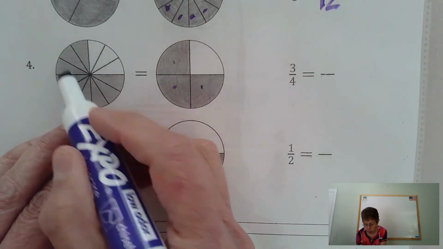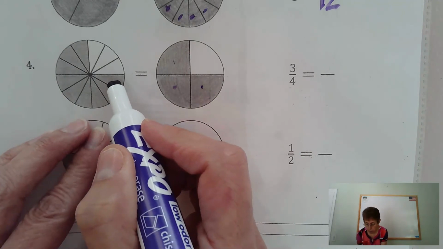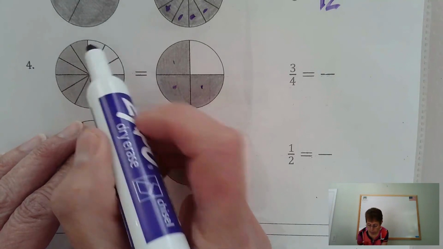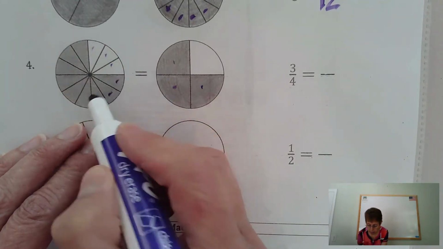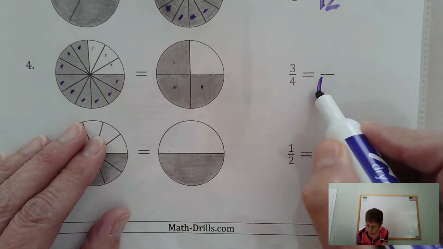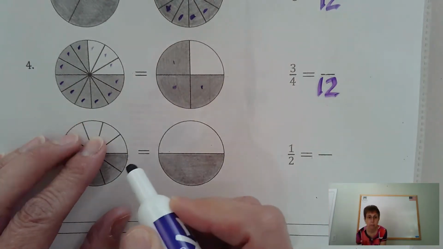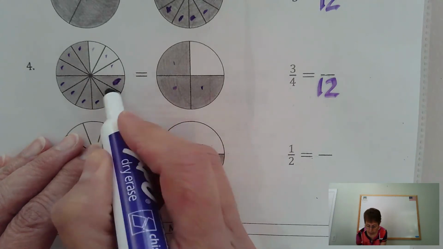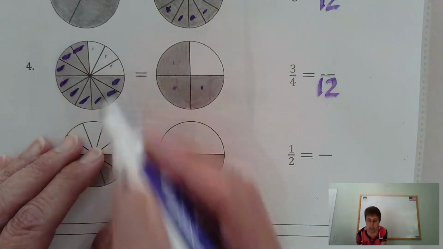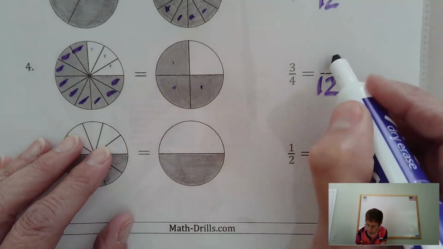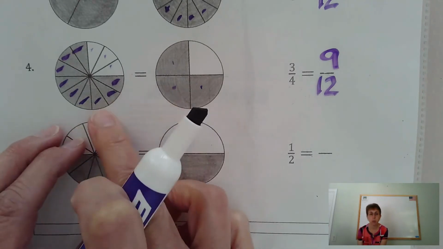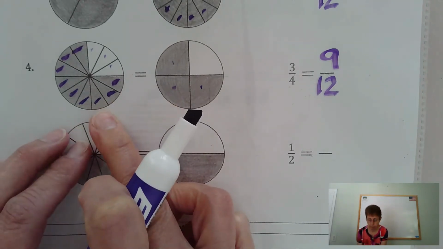The same portion is shaded in on this circle, only this circle is divided up into a different number of pieces. And we have 1, 2, 3, 4, 5, 6, 7, 8, 9, 10, 11, 12. We have 12 pieces here. And then you can see that 9 of those pieces have been shaded in. So we have 3/4 is equal to 9/12.